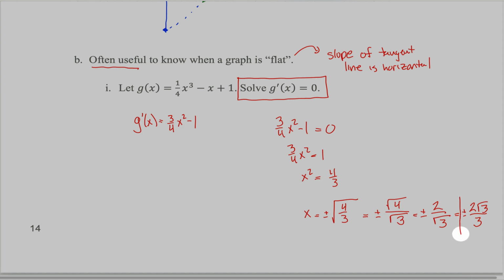I'd argue that the best possible answer for this question is there's two solutions. One at 2 times the square root of 3 divided by 3, and one at the negative of 2 times the square root of 3 over 3. Although if I'm being perfectly honest, unless I specified that you need to rationalize the denominator, I would say that this answer right here should be marked 100% correct.